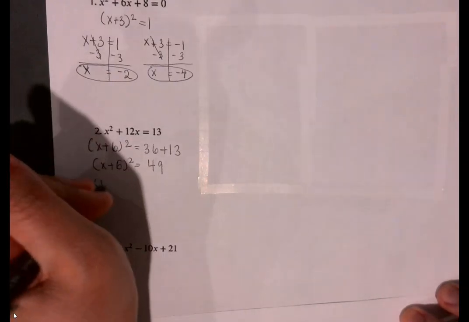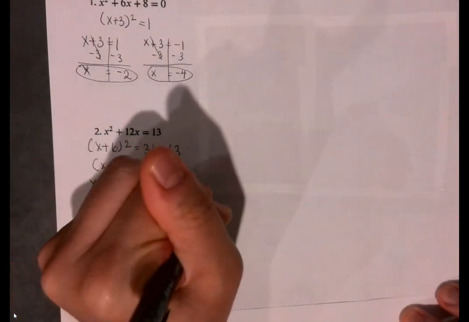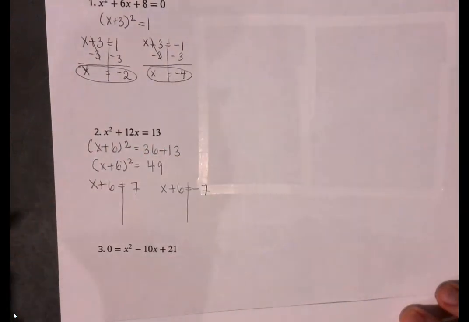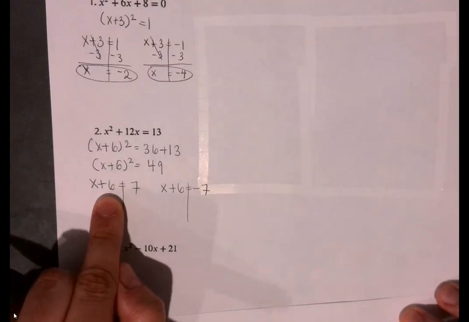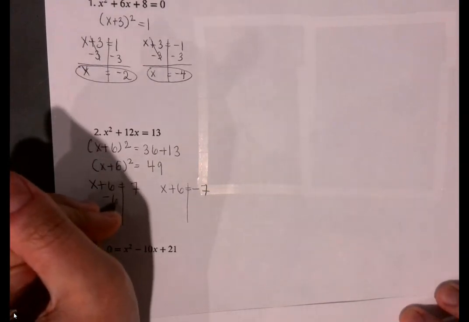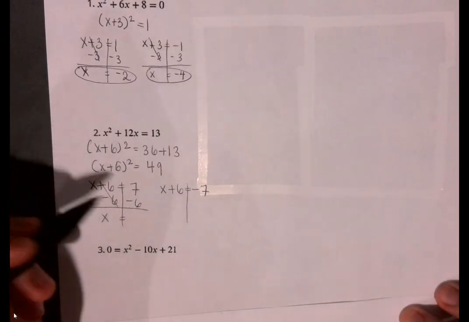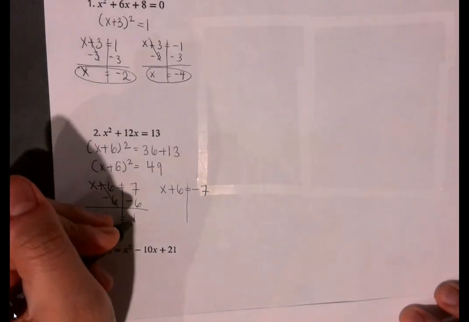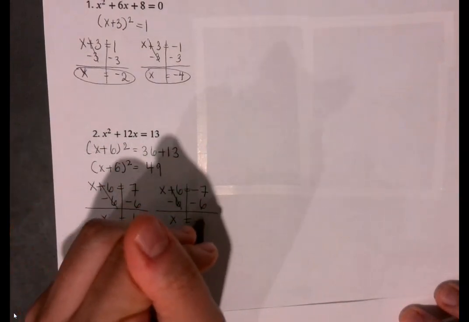So this means that x plus 6 has to equal positive 7, and x plus 6 has to equal negative 7. My last step here for both equations is to take the inverse operation of this plus 6, which is to minus 6, on both sides of each equation, so that I can get my final answer of x equals 7 minus 6 is 1, and x equals negative 7 minus 6 equals negative 13.